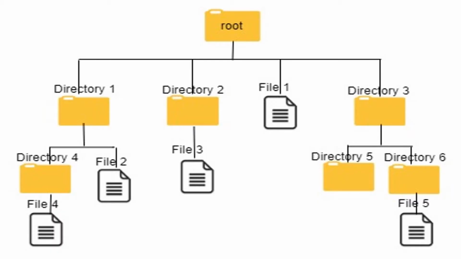As seen in the Linux file system structure, there is a single node called root, or slash. This is the first directory in the tree. It is called the root directory. As we can see, the root directory contains files and subdirectories. And these subdirectories again contain more files and subdirectories, and it goes on.